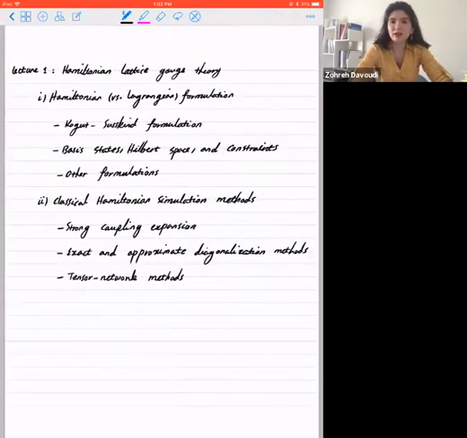These are the topics that we will be covering in lecture number 1, which is going to be again on Hamiltonian formulation for lattice gauge theories. So we're going to learn what are the differences and similarities between the Hamiltonian formulation as opposed to the Lagrangian formulation that most of you should be familiar with.